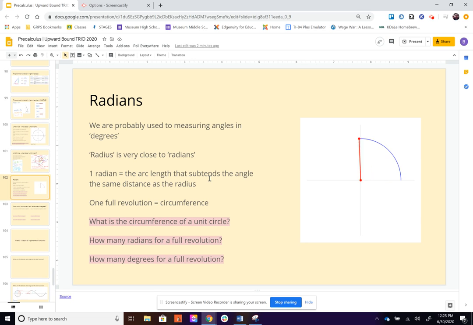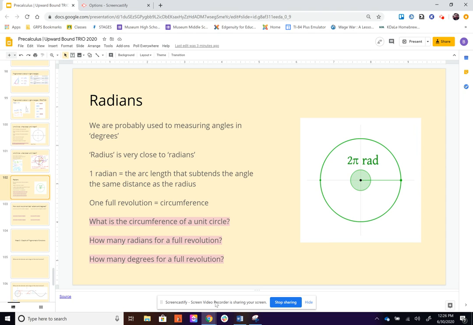All right, for this, this was the next thing that we didn't really get to because of the internet issues, but talking about radians. So radians is another form of measurement when we're dealing with angles. We're probably most used to degrees. So radians, just to give you a definition: one radian is the arc length that subtends the angle, which is the same distance as the radius.